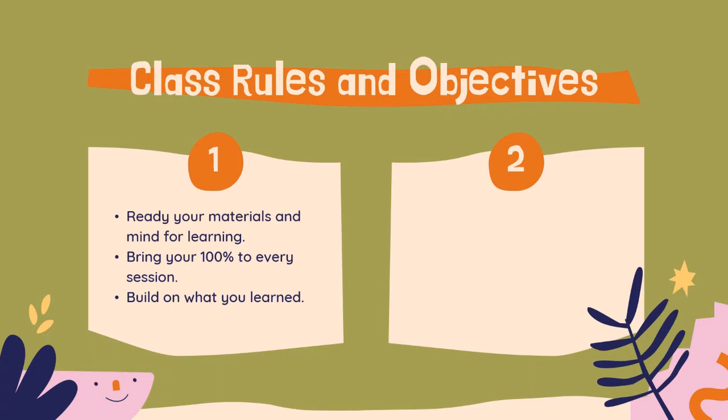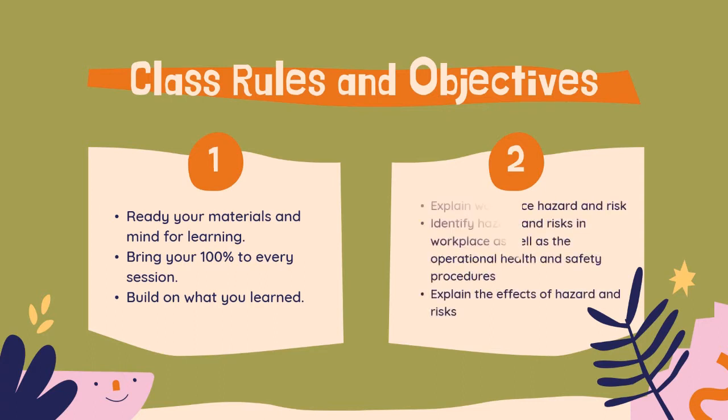And for the objectives of the lesson, we have number 1, explain workplace hazard and risk. Number 2, identify hazard and risk in the workplace as well as the occupational health and safety procedures. And number 3, explain the effect of hazard and risk.